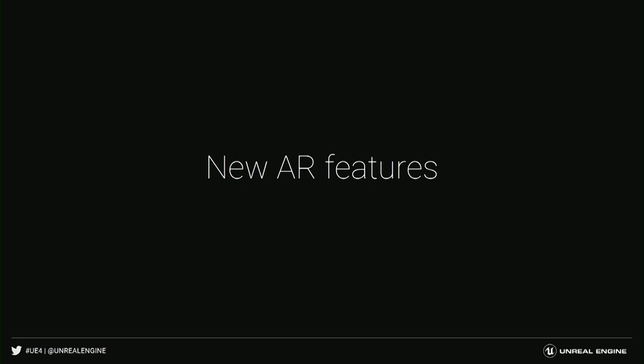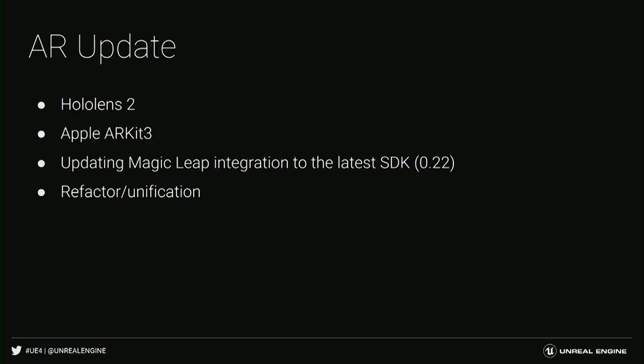So next up, details on a few new AR features in 4.23 and what's planned for 4.24 and beyond. So there's four main updates in the 4.23 and 4.24 timeframes. First, Unreal 4 now has full native and streaming support for HoloLens 2, plus support for streaming to HoloLens 1. Second, we've integrated some cool new features from Apple's ARKit version 3. Third, we've updated the Magic Leap SDK to version 0.22. And fourth, we're in the process of unifying all of our AR functionality to be device agnostic. So AR in UE4 is going to more closely match the state of VR as it is right now.